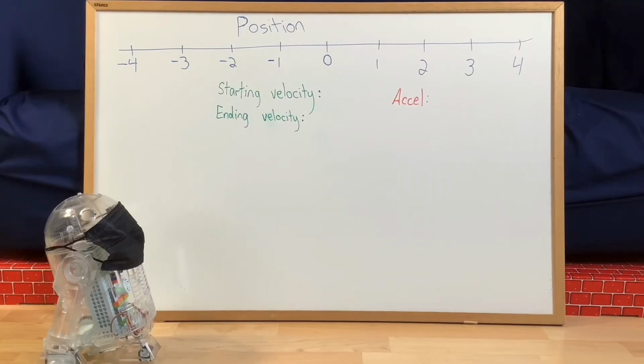Lastly, let's consider a situation where velocity will not be constant. So I'm going to get R2 to move across the floor here, and I want you to think about his starting velocity and his ending velocity and how they compare to each other, and what that might tell us about acceleration.